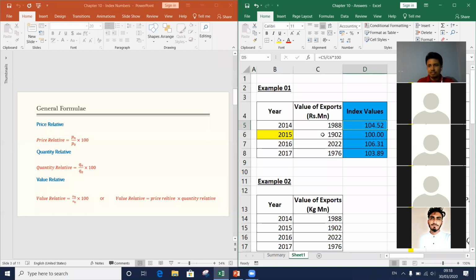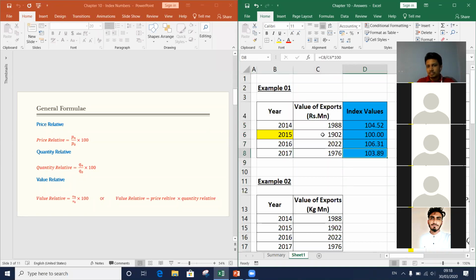Always what we have done here is, we divided the current year figure by the base year figure into 100. So looking at these things, we can say by what percentage it has increased or decreased. That is the comment we can give by looking at these figures, right?